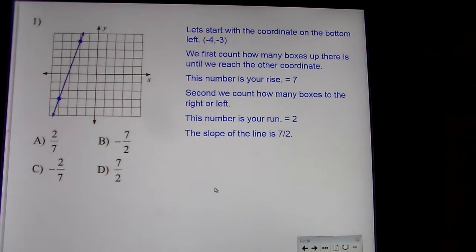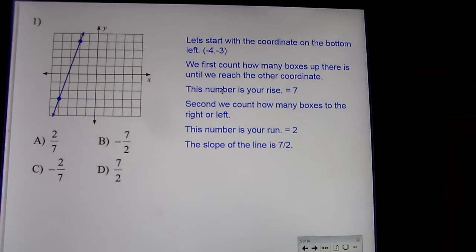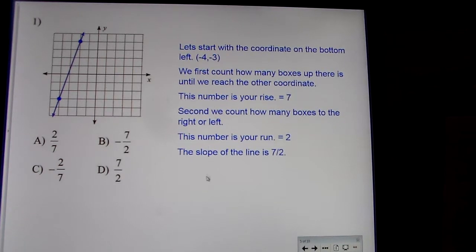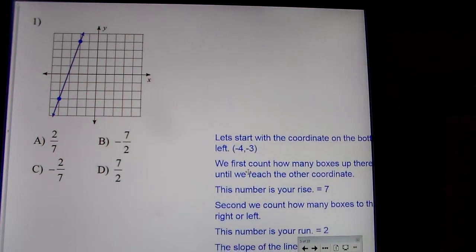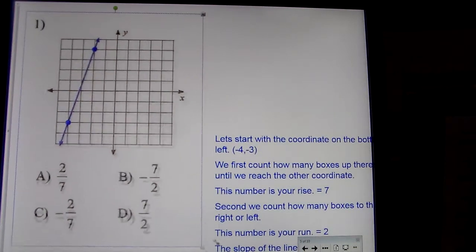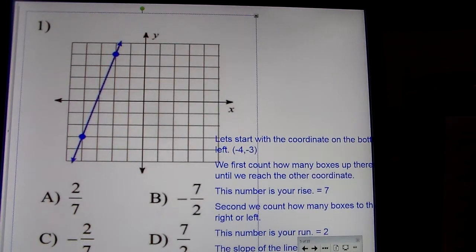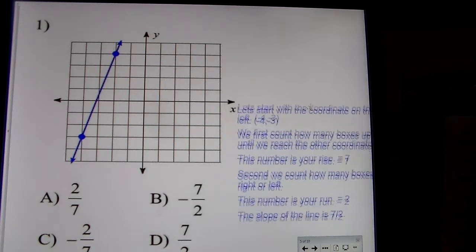So let's look at problem number 1 here. Here's our graph. Our one coordinate is 4 to the left, 3 down. Our other coordinate is 2 to the left, 4 up. Let's actually make this a little bit bigger so it's easier to see. There we go, that's a little bit easier to see.